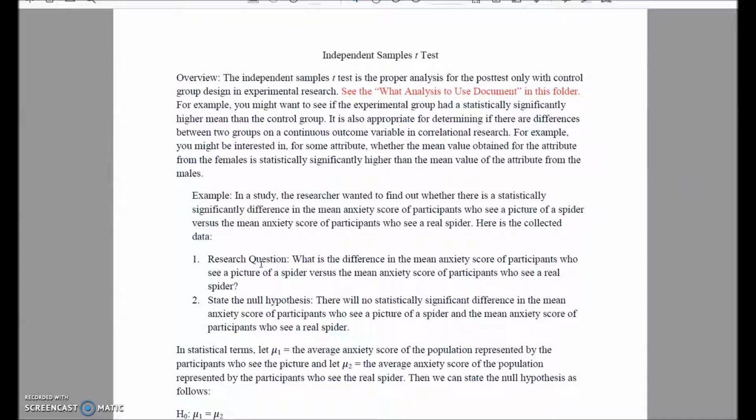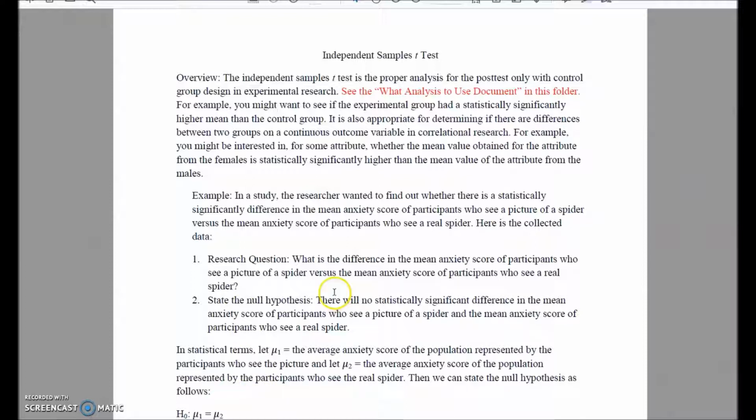So first thing is we need to state our research question. That is the very first thing we do for everything. What is the difference in the mean anxiety score of participants who see a picture of a spider versus the mean anxiety score of participants who see a real spider? This is what I need to find out: the difference between the mean anxiety scores of participants who have seen the picture versus who see the real spider. The real spider is my experimental group and the picture is my control group.